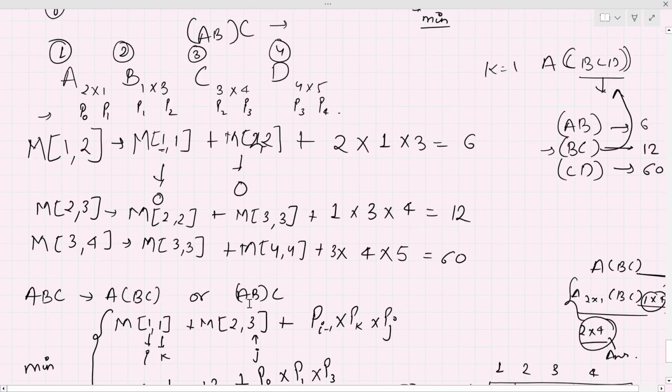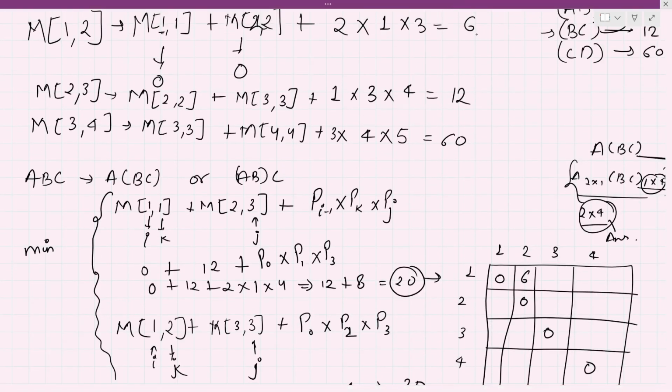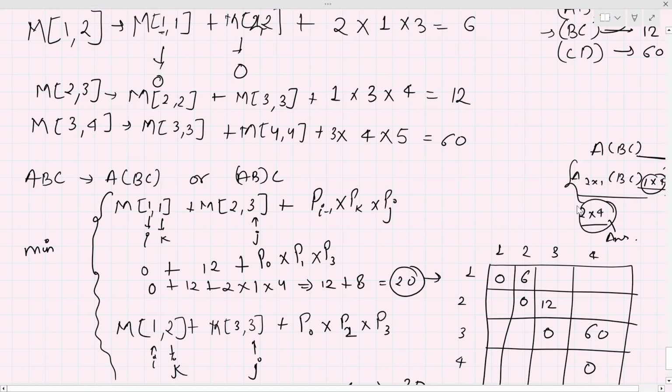Now we have to fill this matrix as well. So m1 comma 2, 1 and 2, what's the value? 6. So I write 6 here. m2 comma 3, 2 comma 3, what's the value? Value is 12. So I write 12. m3 comma 4, 3 comma 4, what's the value? Value is 60. So I write 60 here. Okay, you have to make a matrix and then we are able to find the correct value.